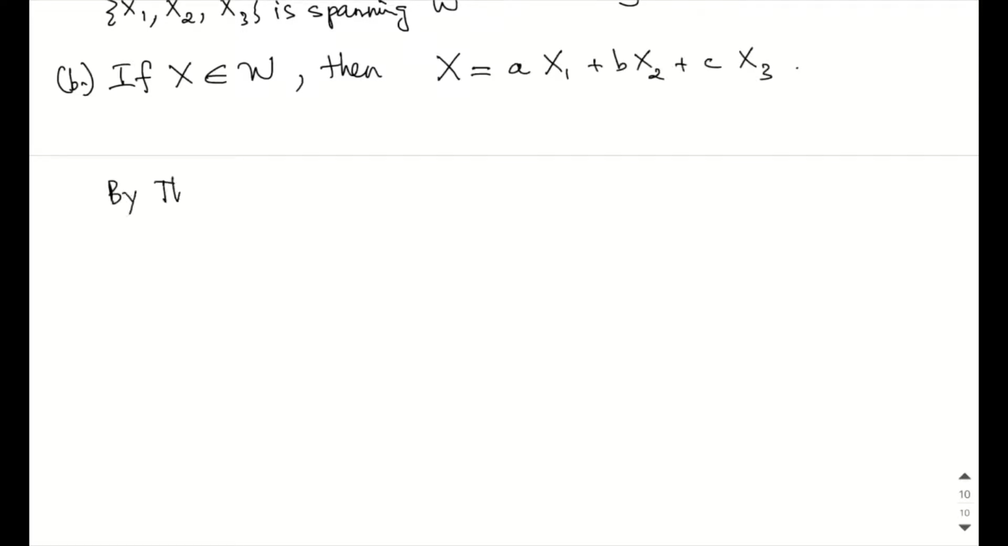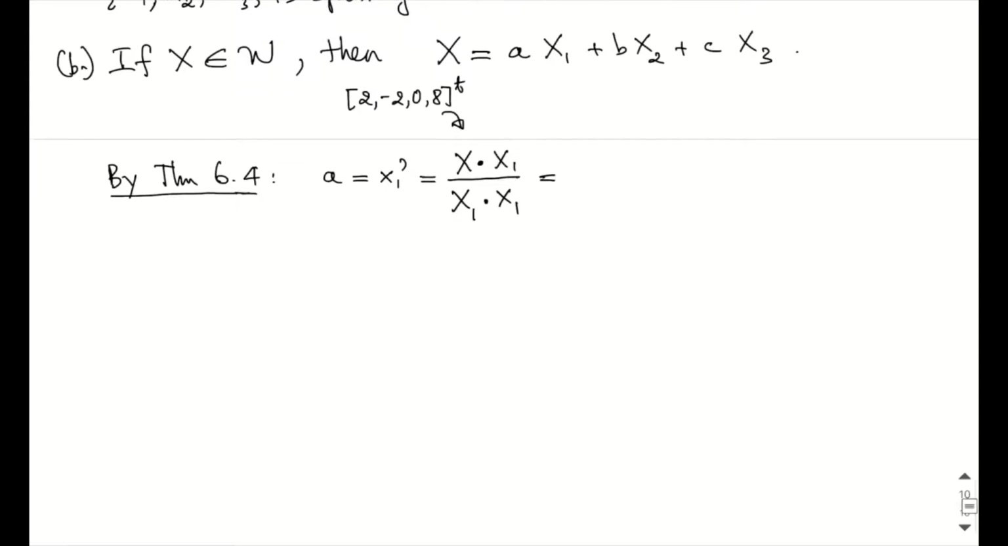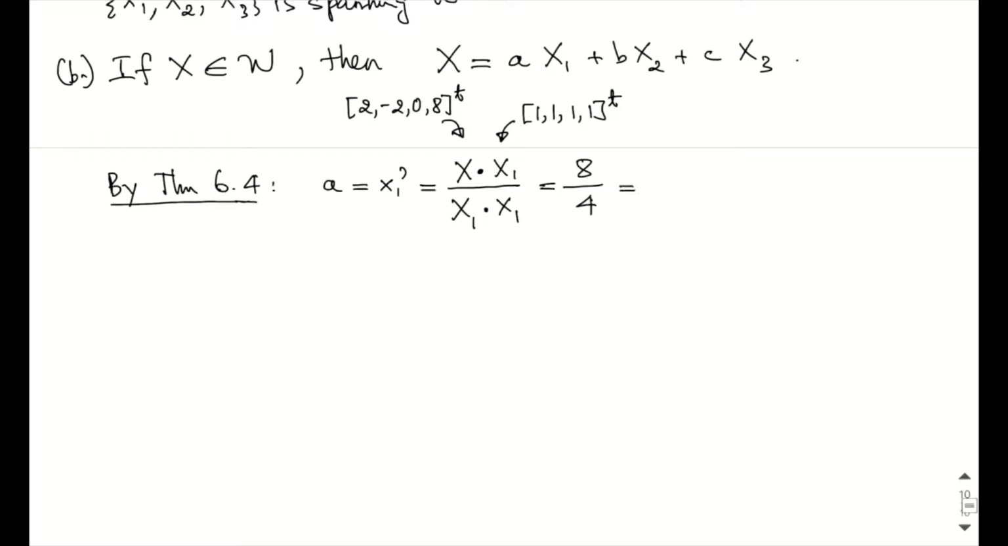By theorem 6.4, the a is going to be x1 prime, the first coordinate with respect to the basis in W. If you want to find the first coordinate of the vector x, you will need to dot product x and x1, and then divide it by the dot product of x1 and x1. So we have already known x, and we have already known the vector x1. So you're gonna get 8 on the top. Now you have to divide by the dot product of x1 and x1 itself. So you're gonna get 4. And so the first scalar, if any, has to be 2.